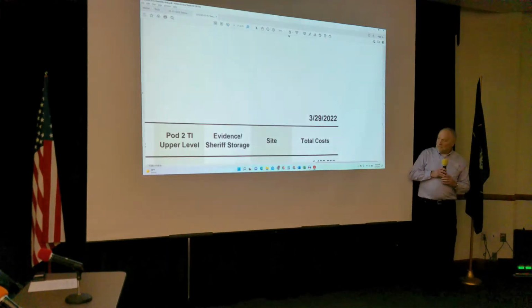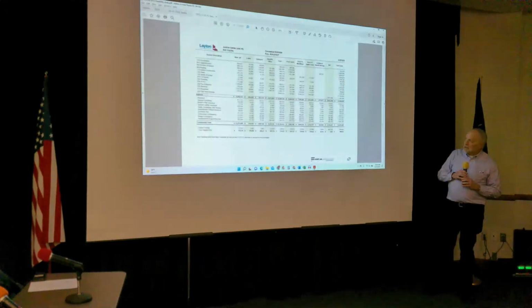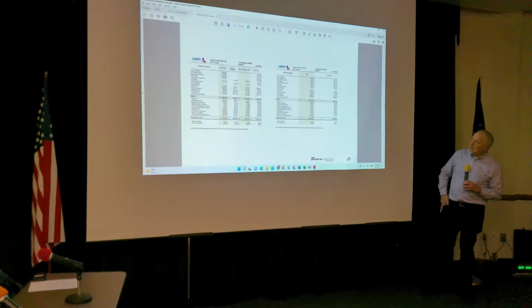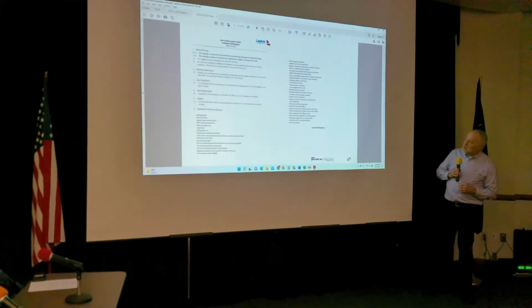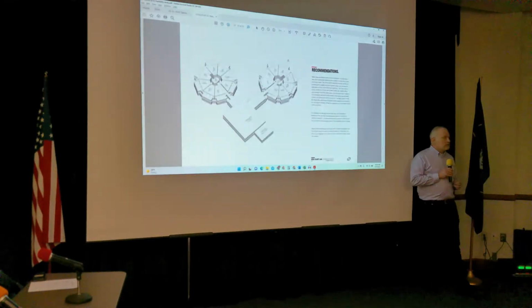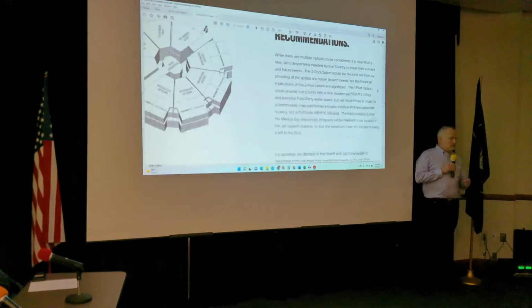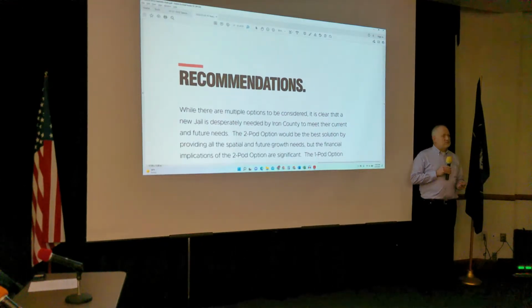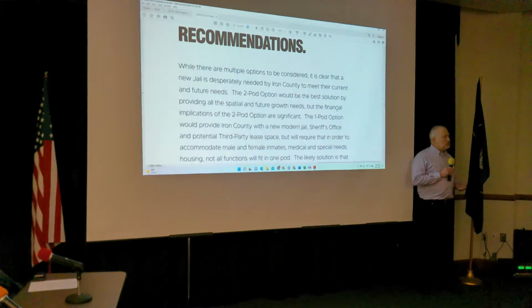So I think that's, let's see, if you could go to the last, there's a summary at the very end. So, recommendations: obviously the two-pod version is the belt and suspenders version that solves all your problems from an operational and growth point of view, but it's also the most expensive. A single pod version will certainly work and will certainly be an improvement over what you currently have.